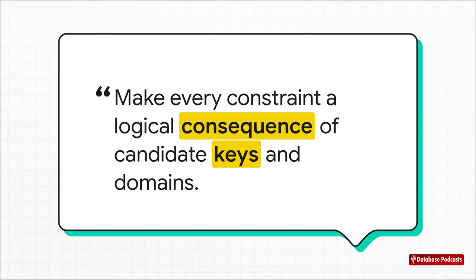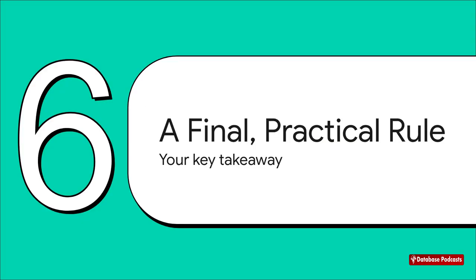A table is in DK/NF if every single rule about your data is a direct result of your keys and your domains. In other words, there are no hidden rules or weird exceptions. And if you can get a table to this state, it is provably mathematically guaranteed to be free of all modification anomalies. It's perfection. Okay, we've gone on quite a journey, haven't we? From a hidden flaw in BCNF all the way to theoretical perfection. Let's bring it all back down to earth with a single, actionable rule you can use every single day.